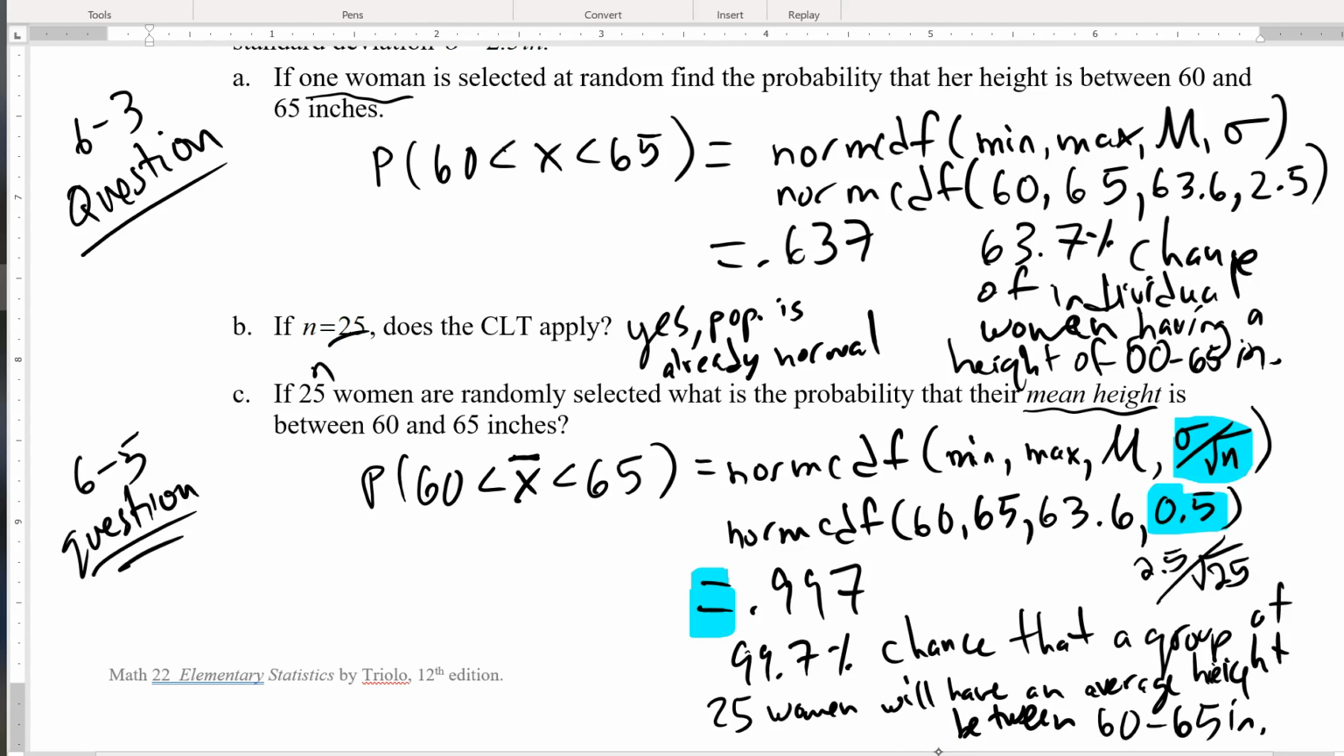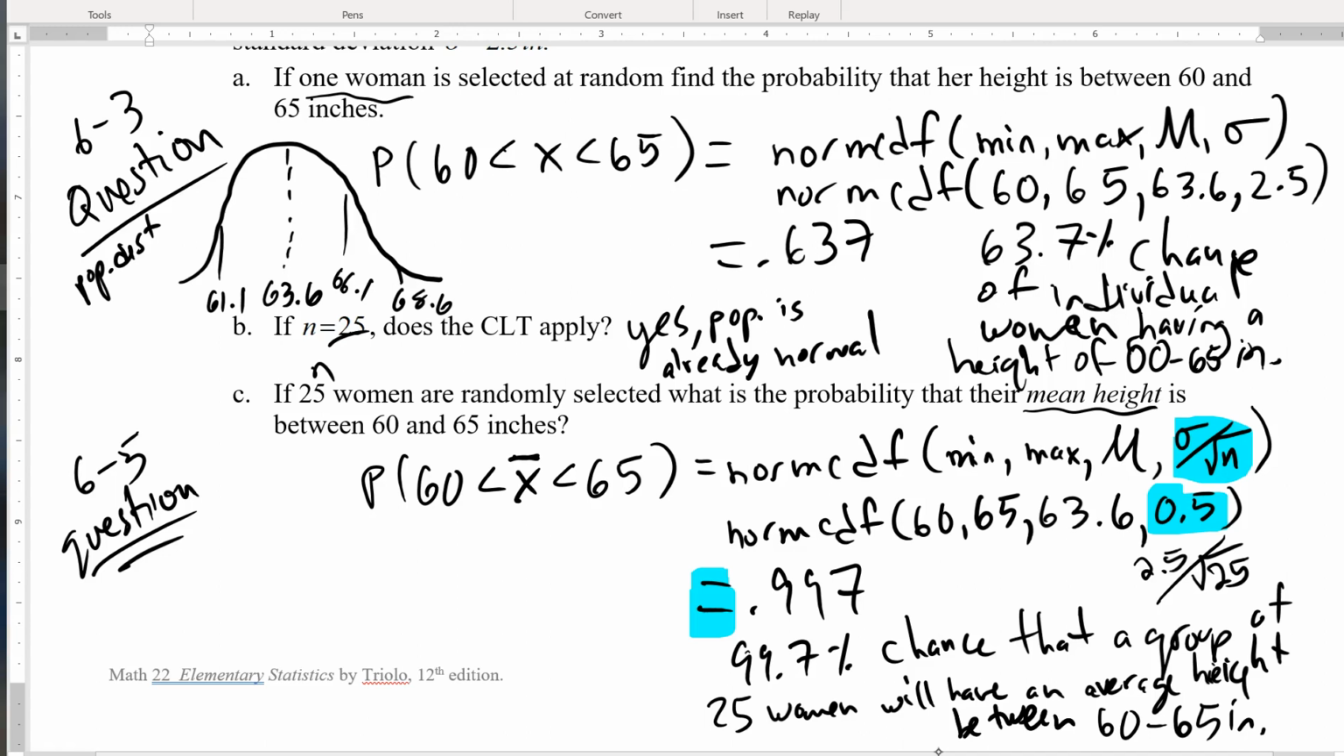What might help with this is if we draw it out real quick. Just a quick recap, this on top represents our actual population distribution with a mean of 63.6, and every standard deviation is 2.5. So it would be 65, 66.1, 68.6. We're going up by 2.5, right? This would be 61.1, going up and down by 2.5.